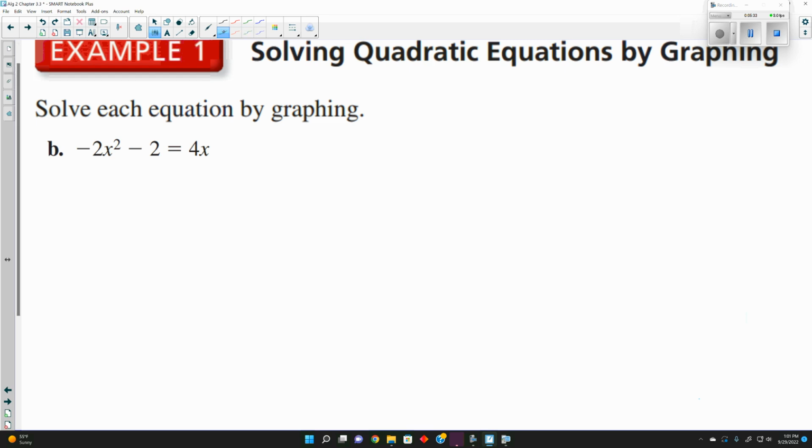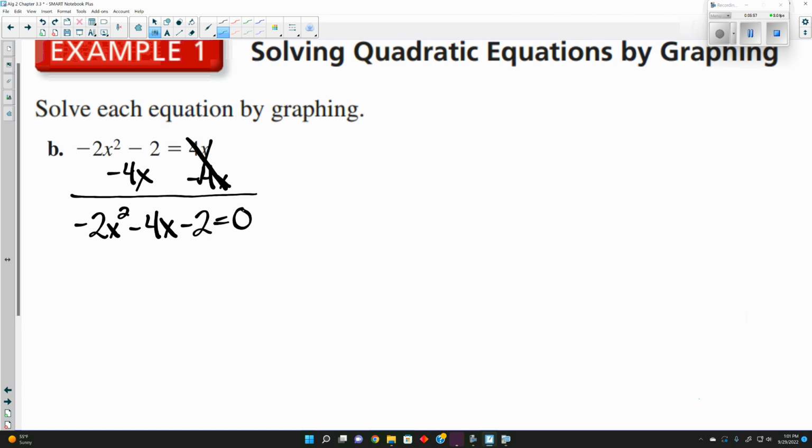Why? For any of these here, we need this equation to equal 0. So we can subtract 4x from both sides, which will tell us that we have negative 2x squared minus 4x minus 2 is equal to 0.